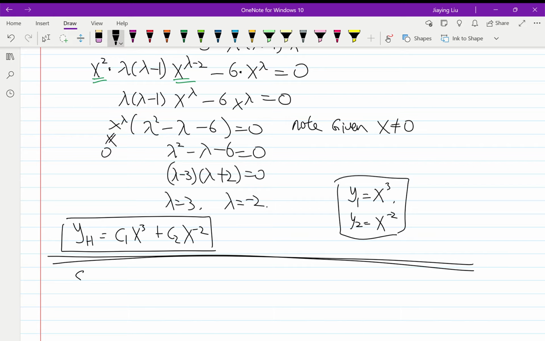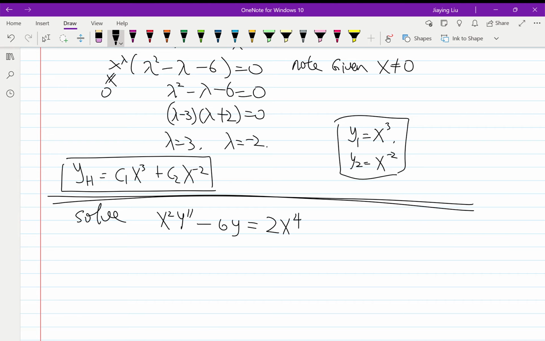So the next part is to solve this non-homogeneous equation, x squared y double prime minus 6y equals 2x to the 4th. We already did sort of half of the work, because we found the solution to the homogeneous equation. It's the same homogeneous solution here, so we don't have to do more work. That's still valid. We're just going to use them. And then we need to find the particular solution.